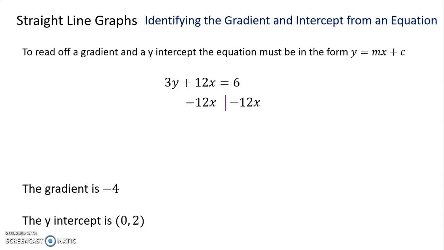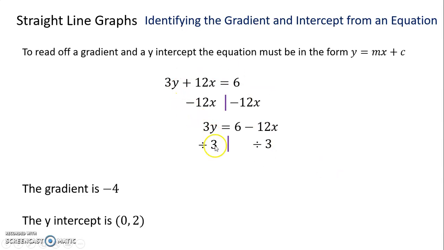Okay, so first of all, I need to subtract 12x from both sides so that the y's are left on their own on that left-hand side there. And that's going to give me 3y equals 6 subtract 12x. If you stopped here, that would not be correct because this still isn't y equals, it's 3y equals. So I now need to divide both sides by 3.